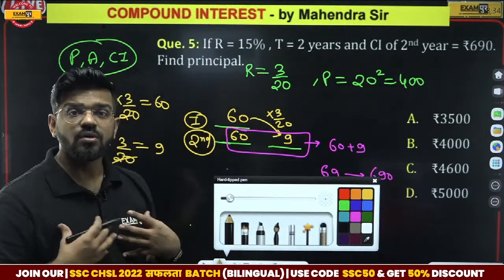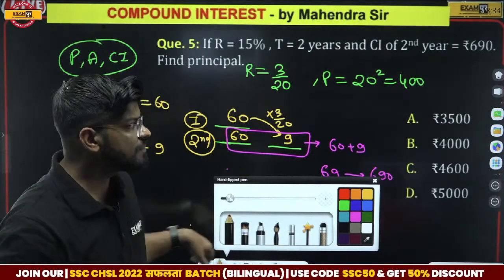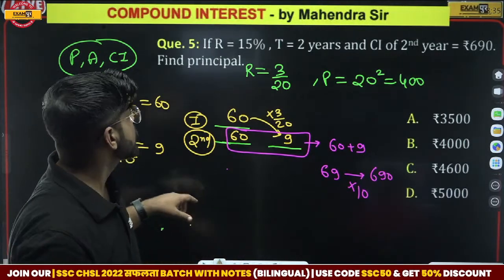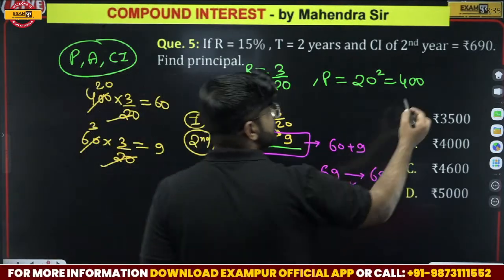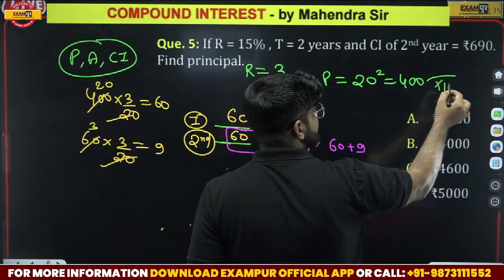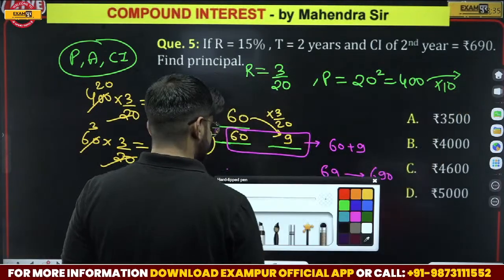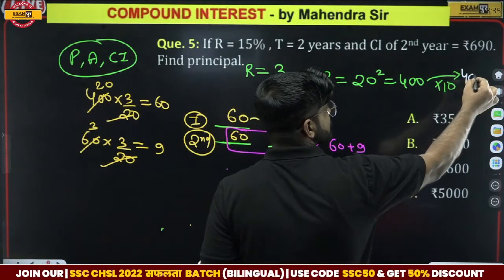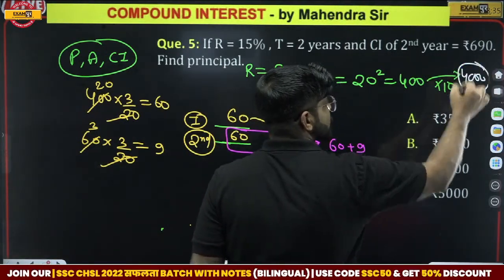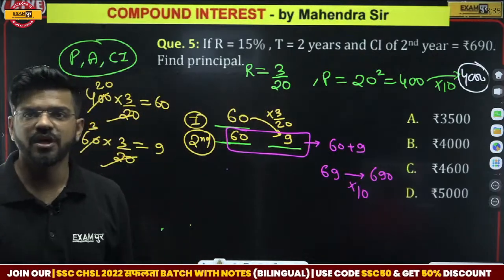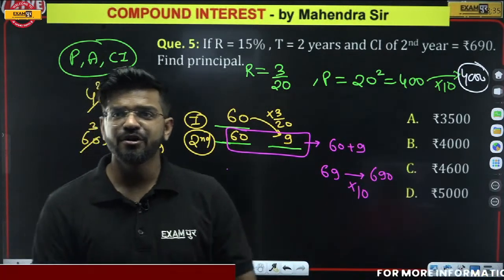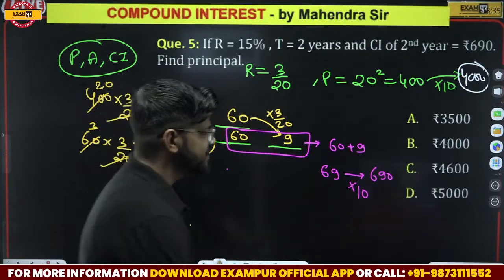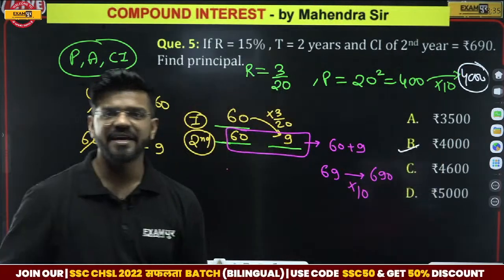Now I have to multiply the multiplying factor with whatever I want to calculate. I have to calculate the principal, so I multiply the multiplying factor 10 with the principal. What do we get? We get 4,000. So 4,000 is my right answer. Clear to all of you? Is it clear to everyone? Superb.